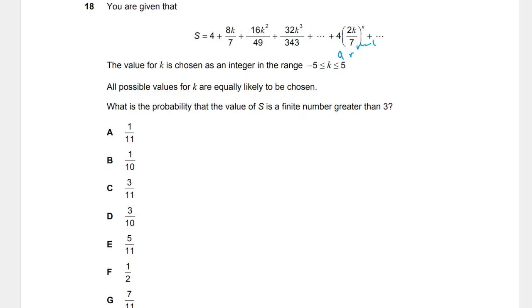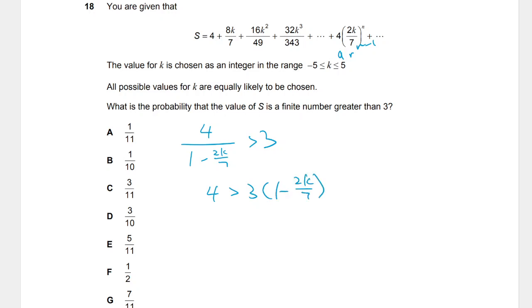Okay, so we do what we're told, right? So we're saying that the sum needs to be greater than 3. So off I go. So a over 1 minus r, right? 1 minus r is 2k over 7. This is greater than 3. Yeah, so we're going to solve this inequality. So what I'm doing, so this is 4 is greater than 3 times 1 minus 2k over 7.